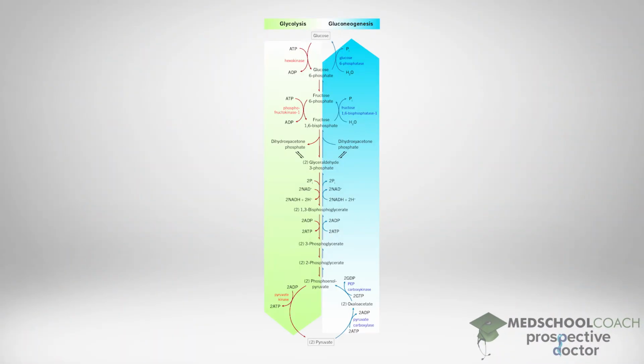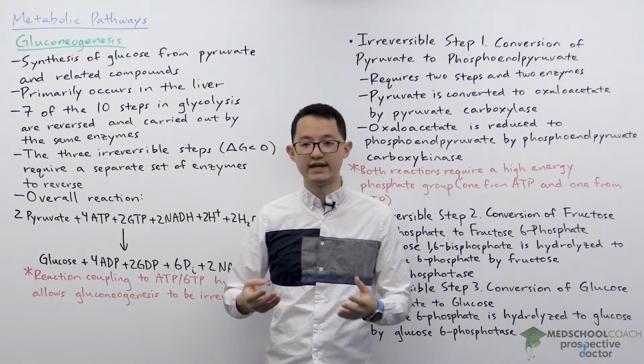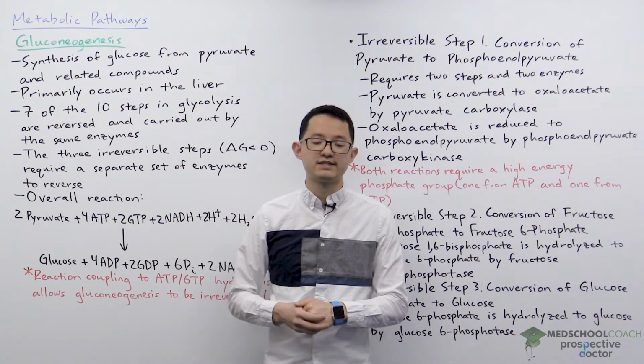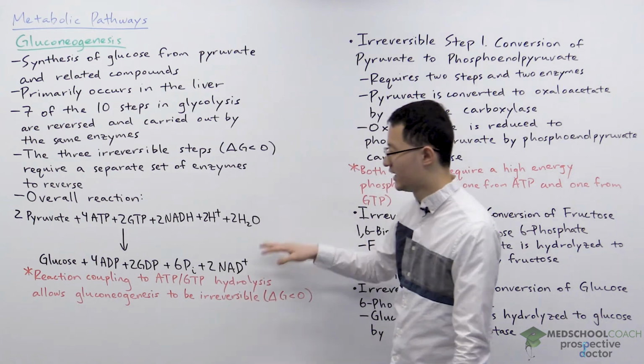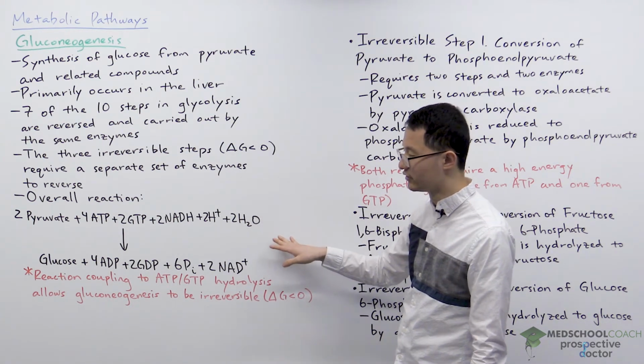However, the two processes are not complete opposites of each other, and in this diagram, you can see all the steps in glycolysis and gluconeogenesis. What you'll notice is that 7 of the 10 steps in glycolysis are simply reversed in gluconeogenesis. That means these 7 steps employ the same enzymes in both pathways. However, there are 3 steps in glycolysis that are irreversible because they are exergonic processes and cannot simply be reversed with the same enzymes. And as we're going to see in this video, those 3 steps require a separate set of enzymes to proceed.